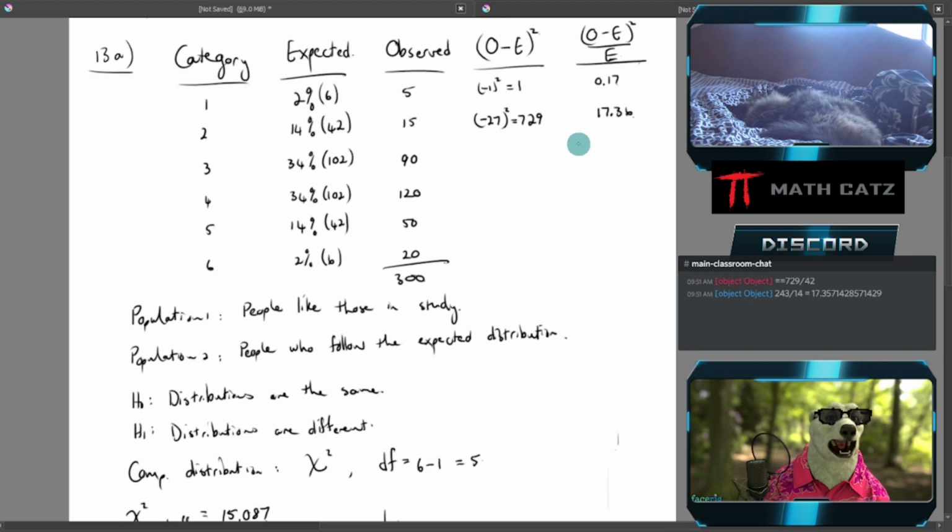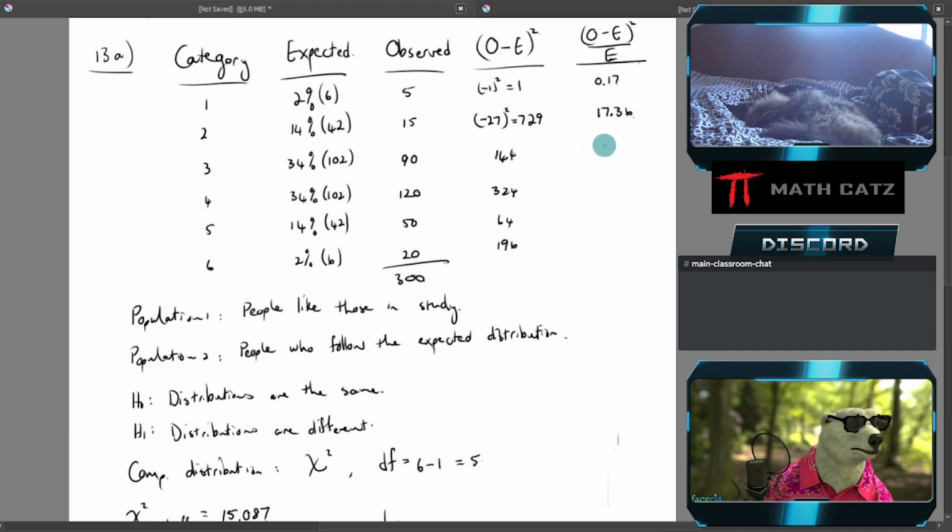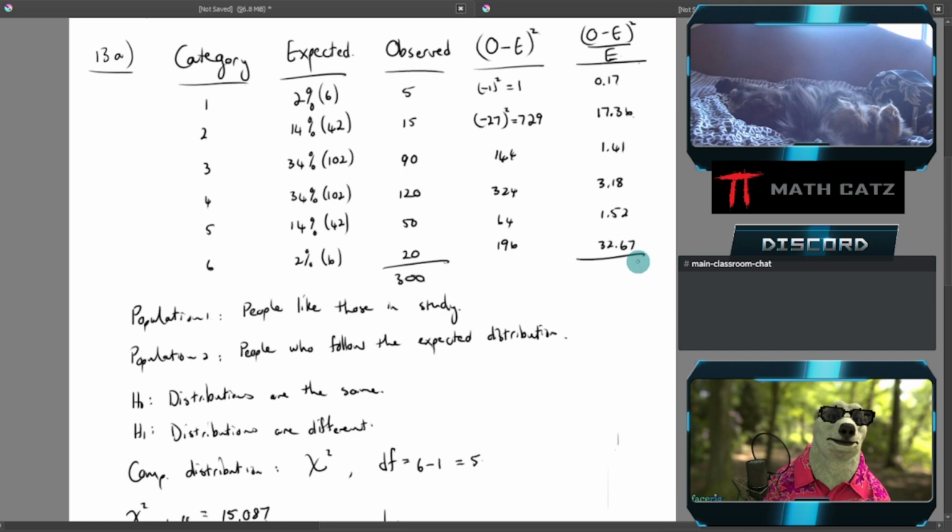All right, we are back. Hopefully you filled in all of these. I'm going to quickly write them in. We get a 144, 324, 64, and a 196. And then for the column that actually matters, 1.41, 3.18, 1.52, 32.67. All right. So now we add these up.